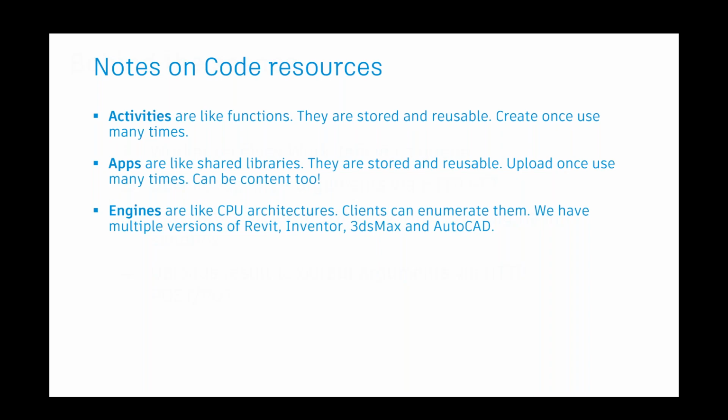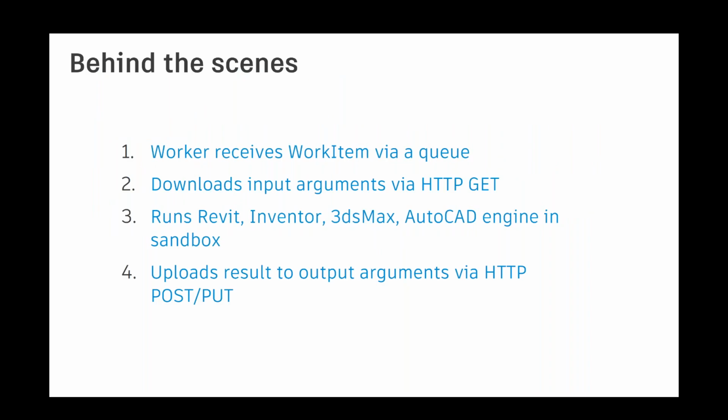So if we look behind the scenes, the worker receives that work item. The work items go into a queue, and we have a pool of workers that will pull those items off the queue based on what version of Inventor you want to run. It will run the job on the worker that's capable of running that version of Inventor. We'll download the input arguments via HTTP GET. We'll pull your files onto that worker. We'll run Inventor Server. We'll run that in a sandbox environment, meaning you can't reach outside the sandbox or the temporary workspace that we give you to run. We then send those results back to your cloud storage via HTTP post or put.